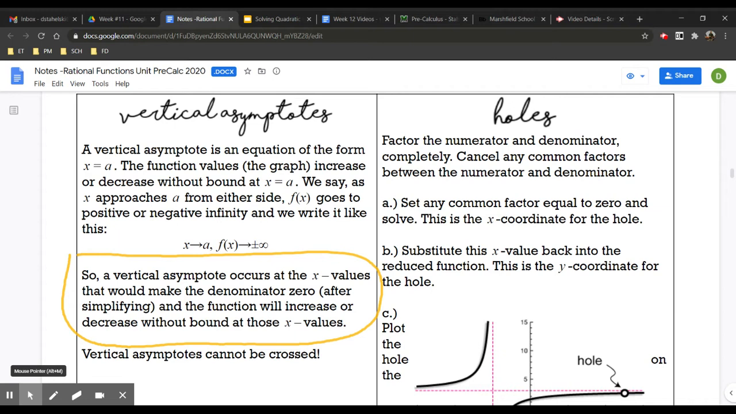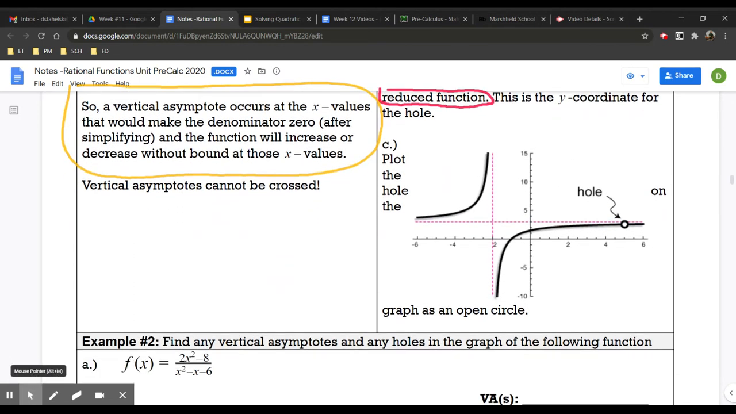Holes: when you factor the denominator and the numerator completely, cancel out any common factors between the numerator and the denominator. So any common factor, set that equal to 0 and solve. That's the x coordinate of the hole. Substitute that back in, and this is the other important part, you're going to use the reduced function when finding the y value of your hole. And then lastly, you are going to plot the hole. If you look, the hole is this open circle on the graph.